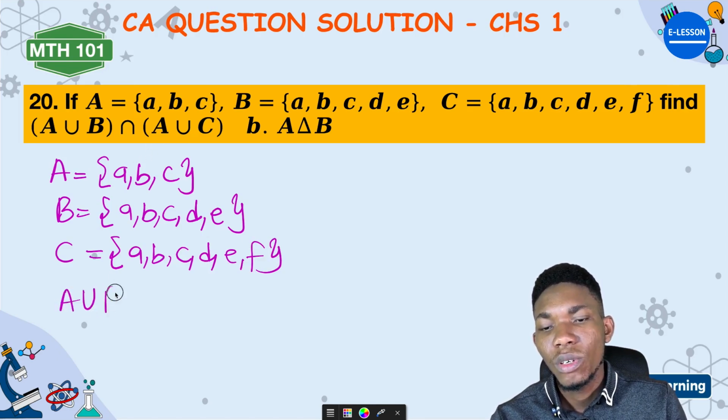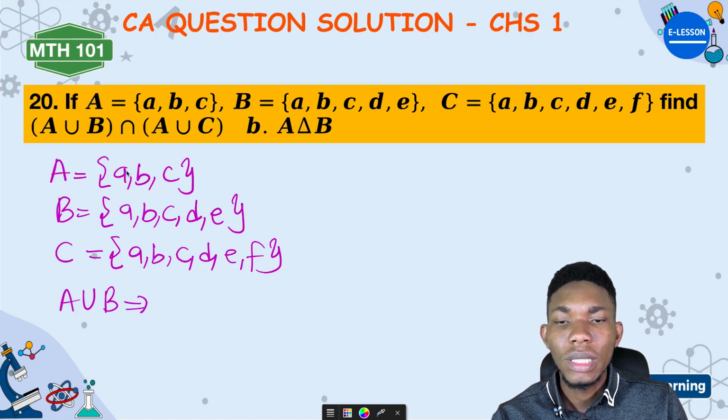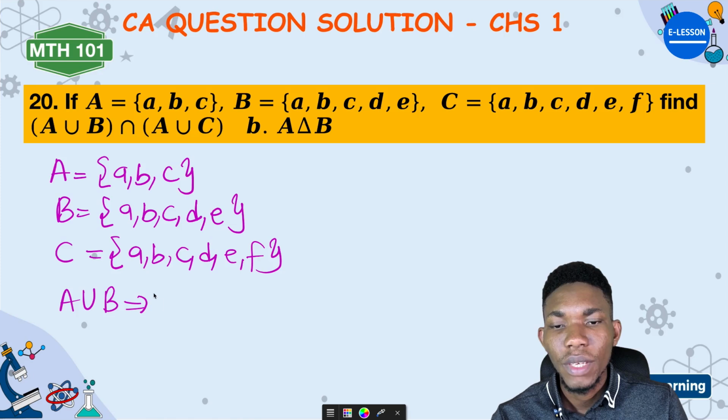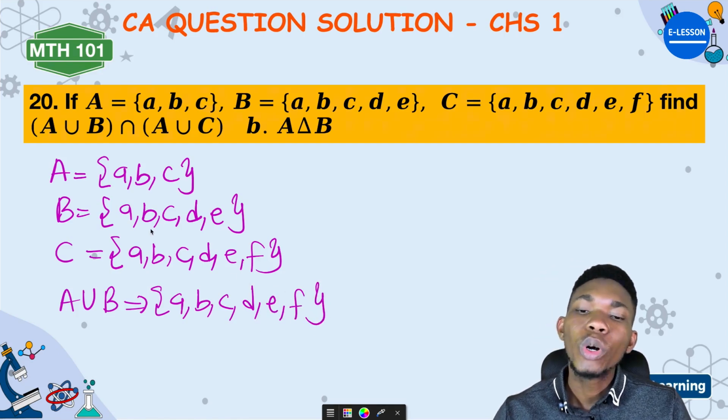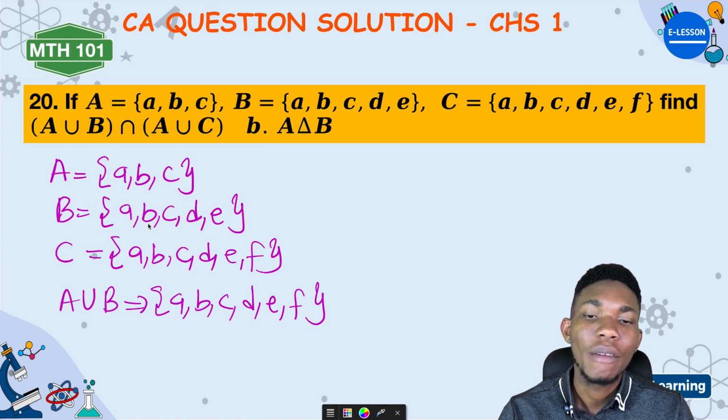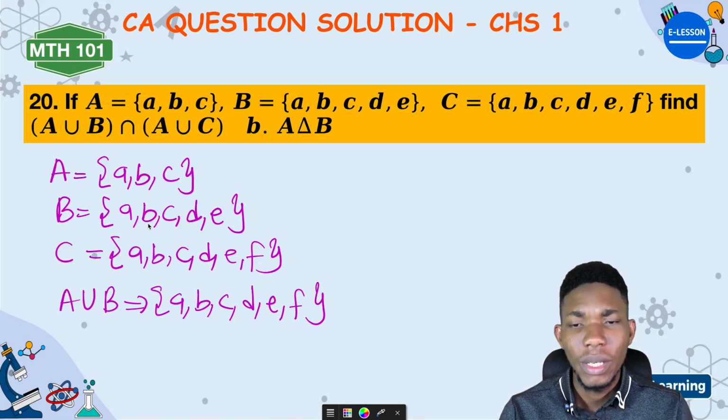So we have A union B, which is what? Not what A and B have in common, but the union. Both what A has and what B has joined together without repetition: a, b, c, d, e, f. If there are some that A has that B does not have, you bring them together. That's why it's called union, more like marriage. Are you getting it? You are bringing them together.